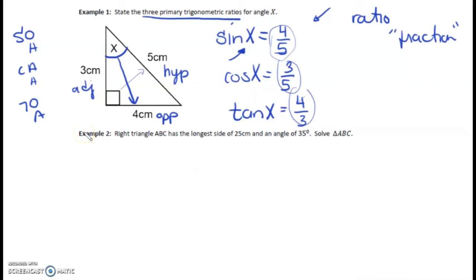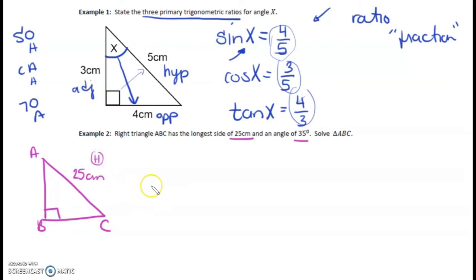Example 2. Right triangle ABC has the longest side of 25 centimeters and an angle of 35 degrees. Solve ABC. So when I think of this, let's just draw a right angle triangle and name it ABC. Doesn't even matter. The longest side is 25 centimeters, so 25 centimeters is going to be the hypotenuse, which is the longest side. So let's put an H there.